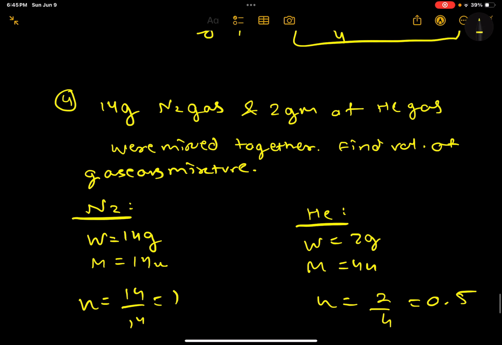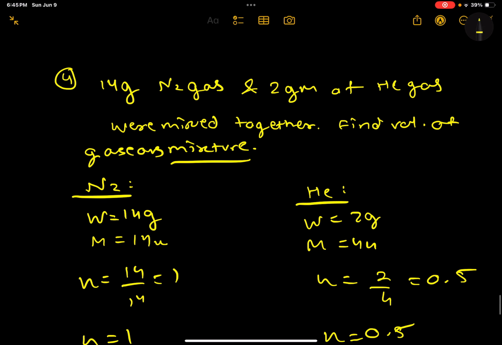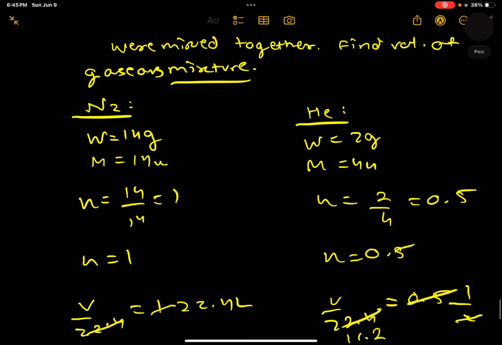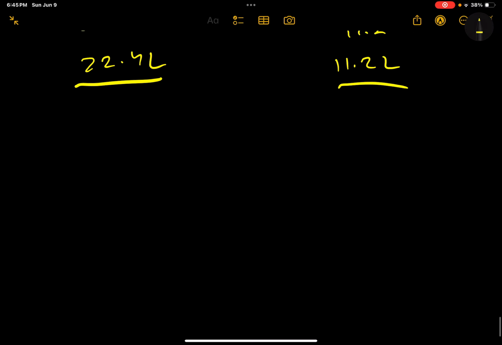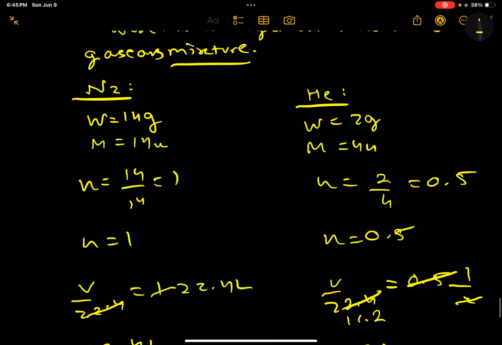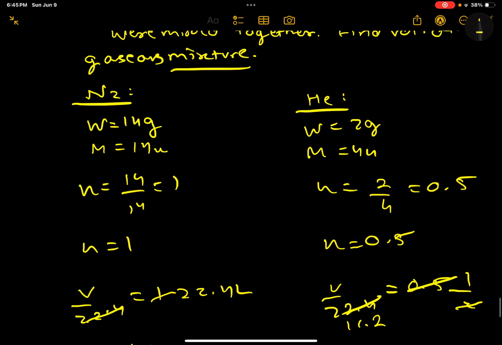So now we want to find the volume of the mixture of these gases. These gases do not react, so the volumes will add up when we mix them. So that means 11.2 plus 22.4. Oh wait, I'm so sorry.